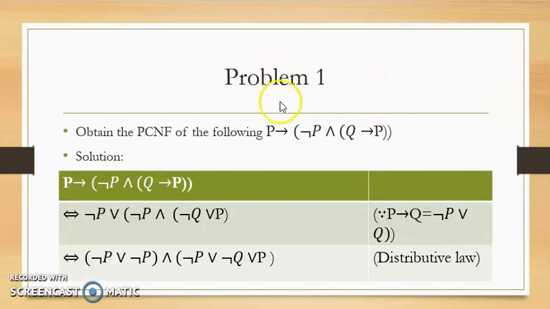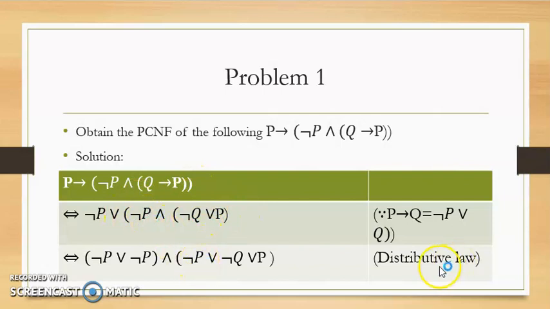Now we will see problem 1. Obtain the PCNF of the following: P implies not P and Q implies P. Let us take the first part as P and the second part as Q, so P implies Q. We write the formula: P implies Q is equivalent to not P or Q. So not of the first term P, or the second term written as it is, Q.